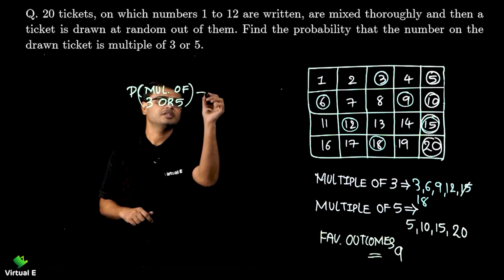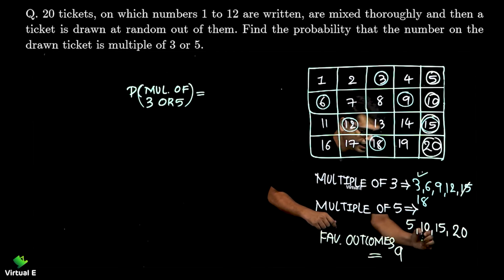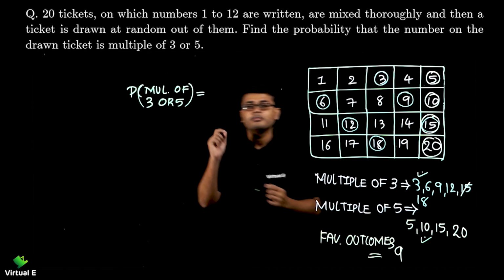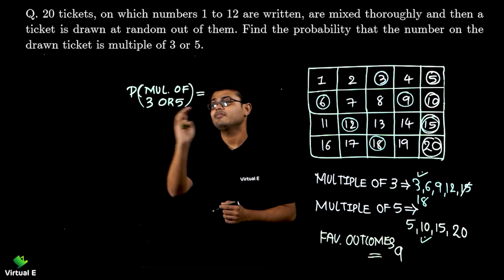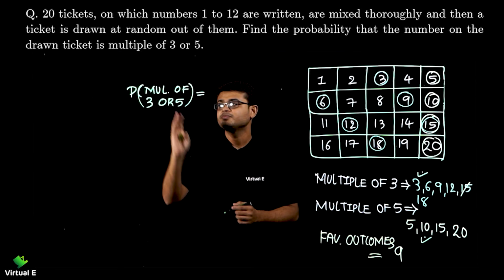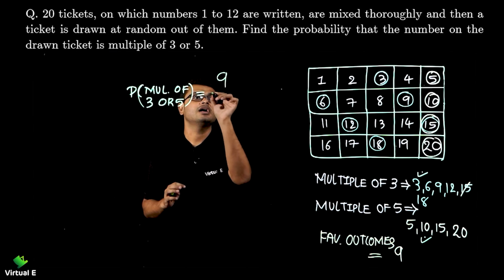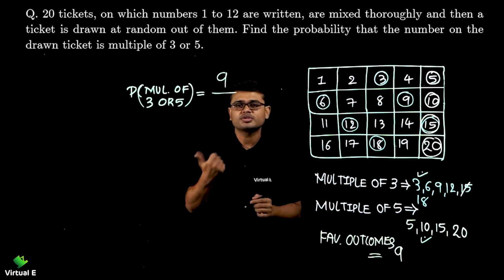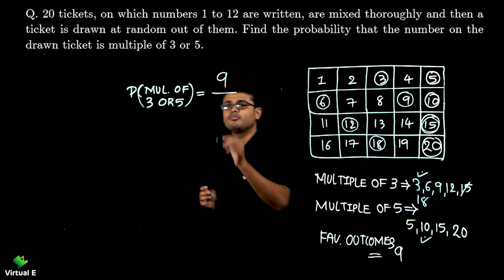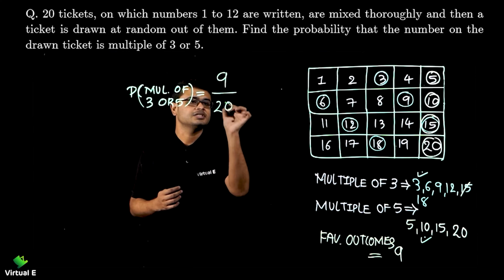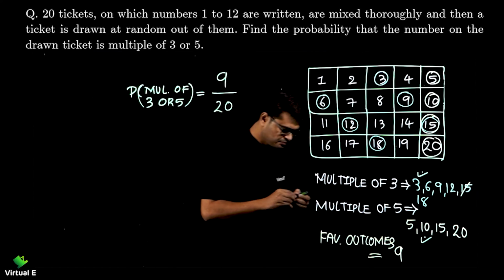Remember, the interesting thing here is we are taking the multiples of 3 as well as multiples of 5, because this is the case of OR. So the total number of favorable outcomes is 9. And what is the total number of outcomes? Simple logic, we know that it is 20. Don't bother much about it. So the probability is 9 by 20. This is my final answer. Done? Nothing much to do.